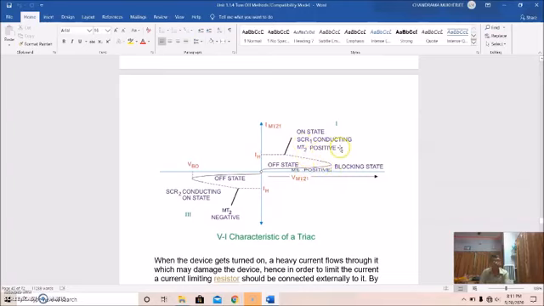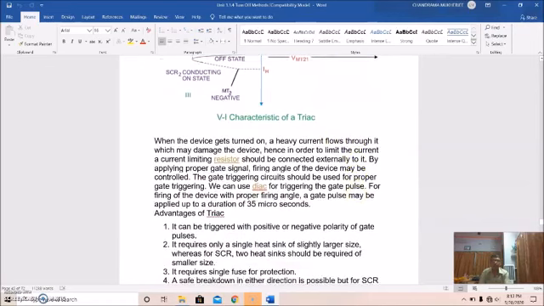One state, SCR1 conducting mode, MT2 positive, blocking state. So this is all described in this figure. So this is like a resistor. So when the device gets turned on, a heavy current flows through it. It will damage the device. Hence, in order to limit the current, a current limiting resistor should be connected externally to it.